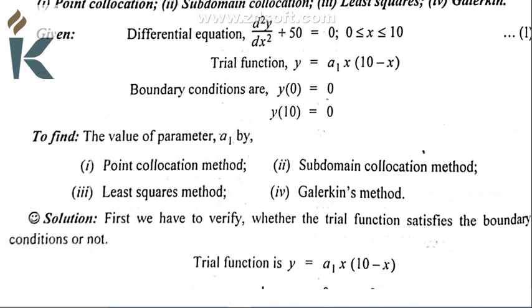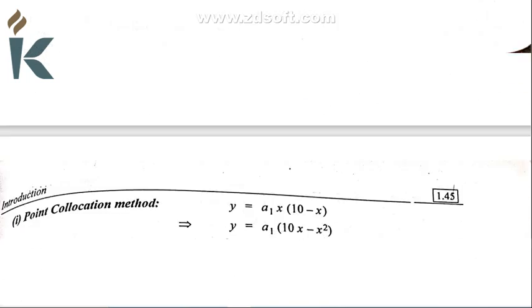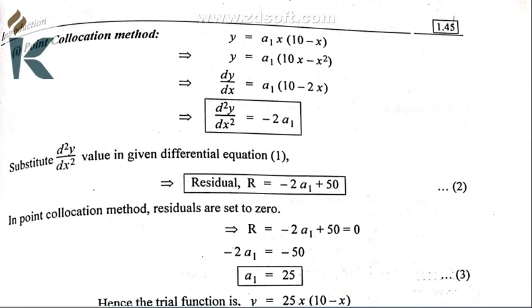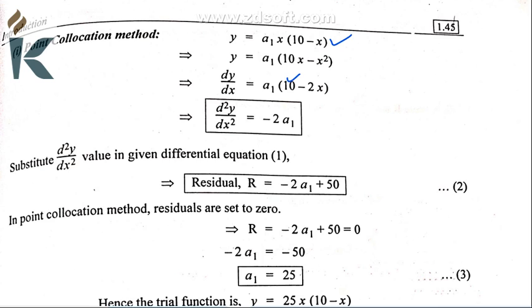So this is the given trial function. You have to differentiate this trial function y equal to a1 into x into (10 minus x); multiply the x inside the bracket. Therefore a1 into (10x minus x square). Differentiating, dy by dx equal to a1 into (10 minus 2x). Differentiating 10x, you get 10, and differentiating x square, you get 2x.